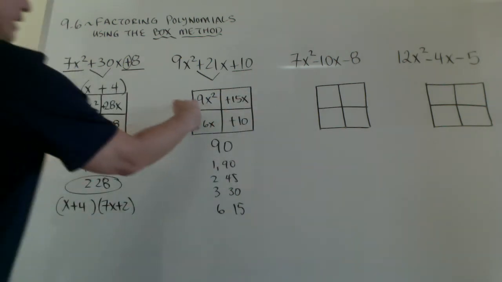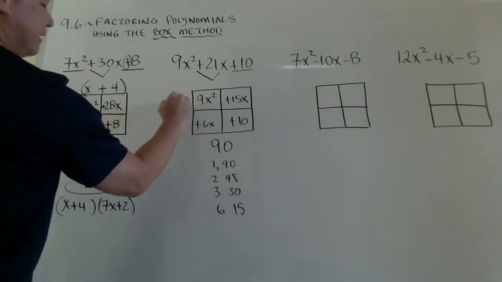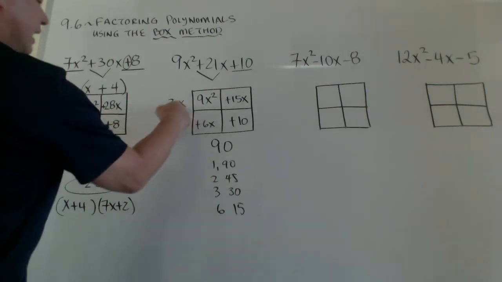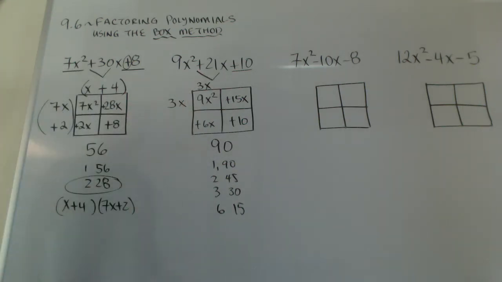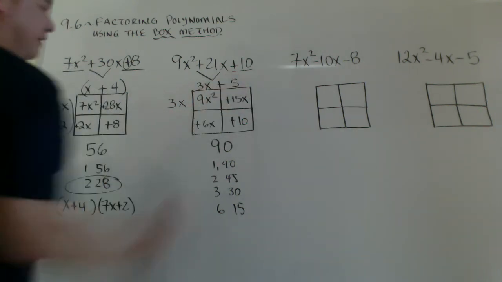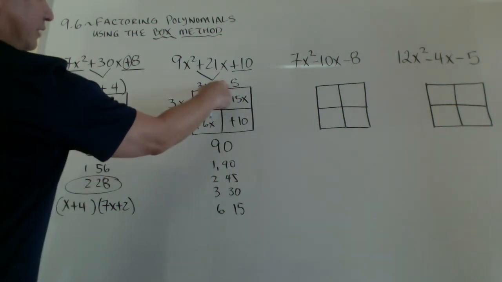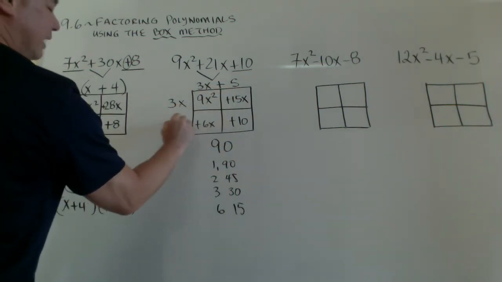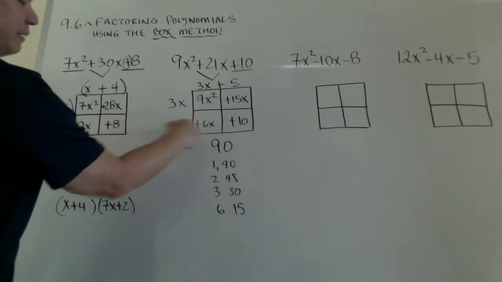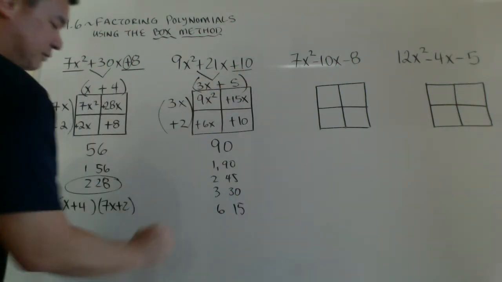I need to factor out of these, so I can pull a 3 out of the 9 and the 15, and an x out of the x squared and the x. If I factor 3x out of the 9x squared, I'm left with 3x there. If I factor 3x out of the 15x, I'm left with a plus 5 there. To find the bottom term, 5 times 2 equals 10, so it's a plus 2. To double check, 3x times plus 2 is my 6x. So my answer is 3x plus 5 times 3x plus 2.